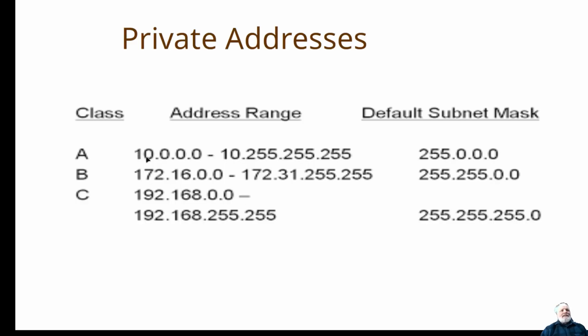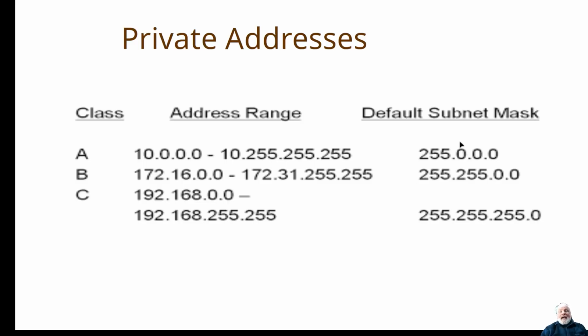The Class A starts at 10. So 10.0.0.0 is the network, and then it can go all the way up to 10.255.255.255. This IP address is 32-bit, like it said on the other slide. 32 bits is 4 bytes, and it's broken down into what they call octets. So we have these 4 different parts, 8 bits each.